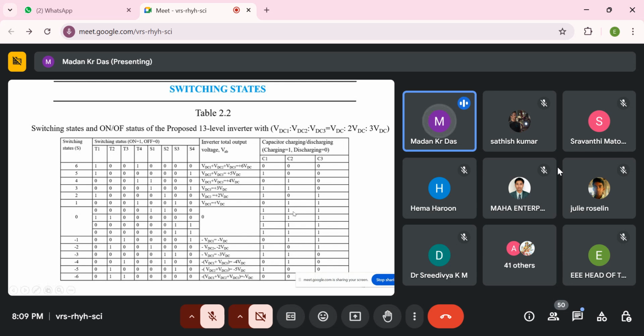And now this is the switching table when the inverter is on. This is the positive VDC, this is the positive 2 VDC, positive 3 VDC, positive 4 VDC, positive 5 VDC, and positive 6 VDC. This means there are 6 positive output voltages and 6 negative voltages. This is positive and this is negative. So the output will be 13 levels.